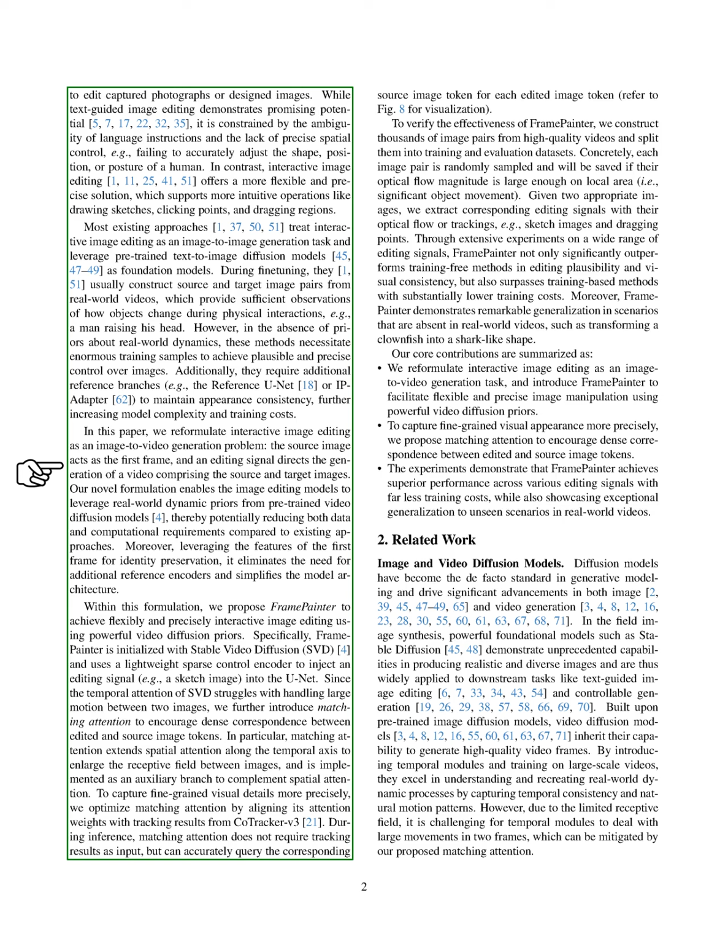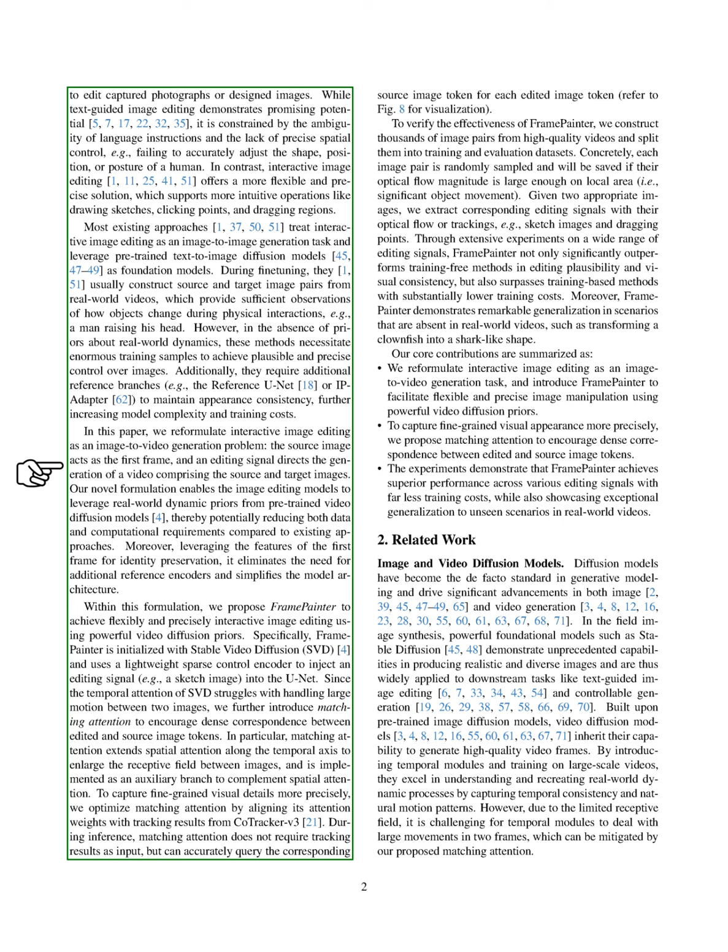We reformulate interactive image editing as an image-to-video generation problem, where the source image serves as the first frame and an editing signal guides the creation of a video that includes both the source and target images. This new approach allows us to utilize real-world dynamics from pre-trained video models, potentially reducing the need for extensive data and computational resources. By focusing on the first frame for identity preservation, we eliminate the need for extra reference encoders, simplifying our model. We introduce FramePainter, which uses video diffusion models to enable flexible and precise image editing.